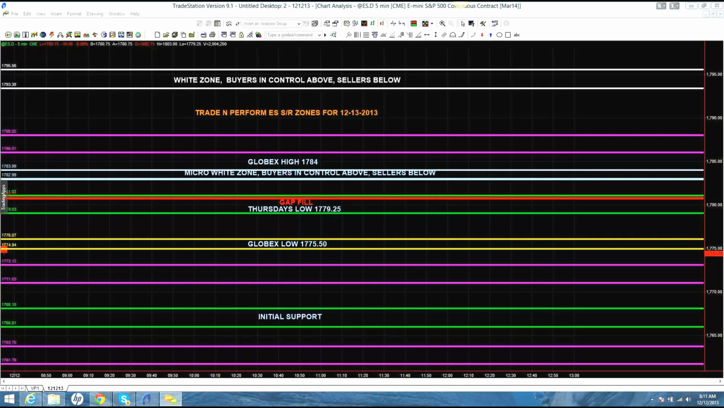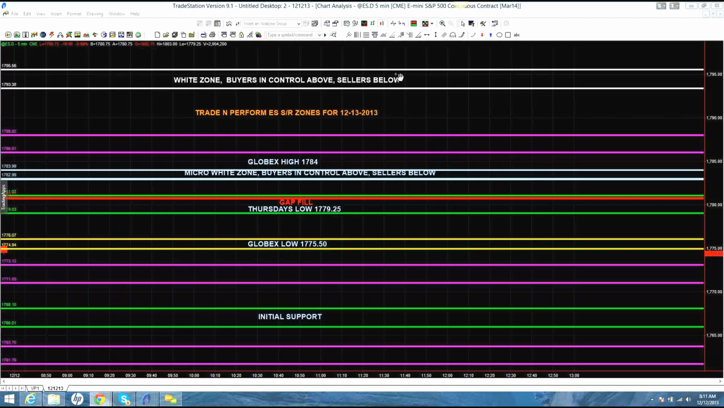So if you need to adjust and you are trading the March contract, simply subtract 6.5 points from the critical zones, and you will be exactly where you need to be zone-wise. So let's jump into it this morning, first by taking a brief look at the zones.